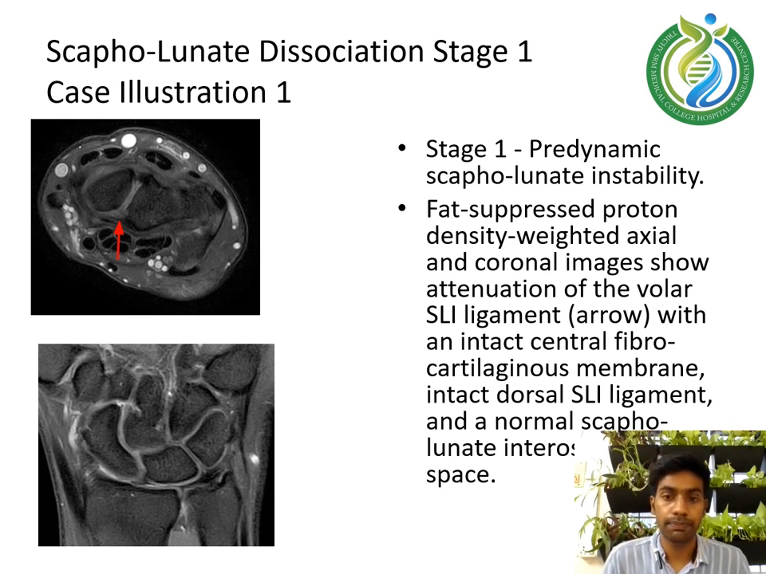Stage 1, which is the pre-dynamic scapho-lunate instability. Fat suppressed proton density weighted axial and coronal images show attenuation in the volar SLI ligament, shown by the arrow, with an intact central fibrocartilaginous membrane, an intact dorsal SLI ligament, and normal scapho-lunate interosseous space.